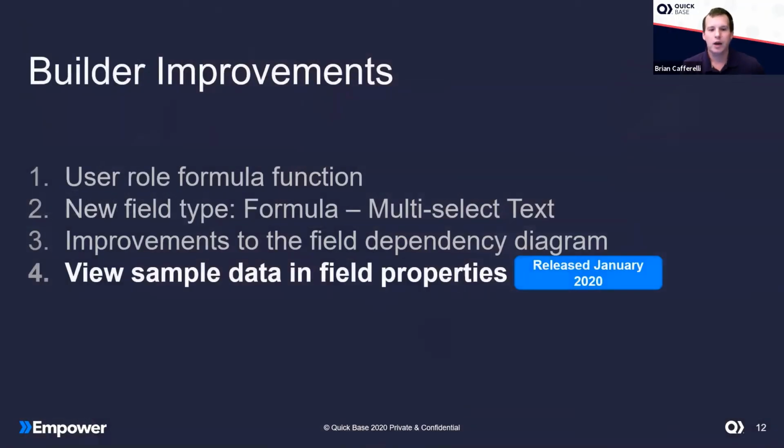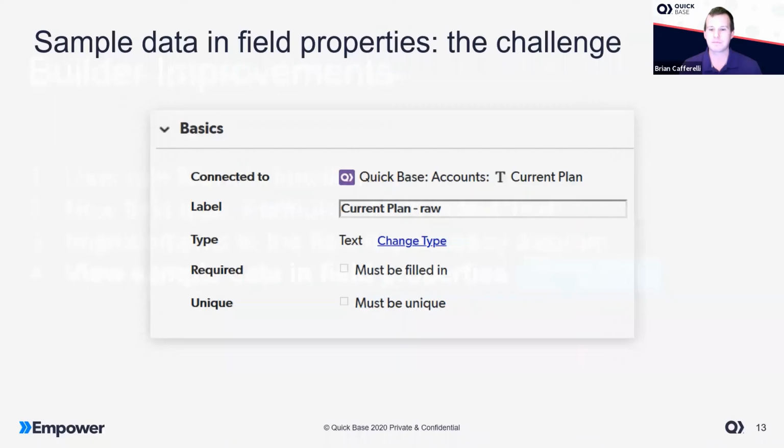Okay, so finally, I want to talk about viewing sample data in field properties. This is something we came out with in January. Now again, imagine you're troubleshooting a QuickBase app. Maybe it's an app you didn't build, and you're trying to just kind of figure out what's going on. You're trying to remember how you had put the app together. Let's say that someone was confused about how this field was working.